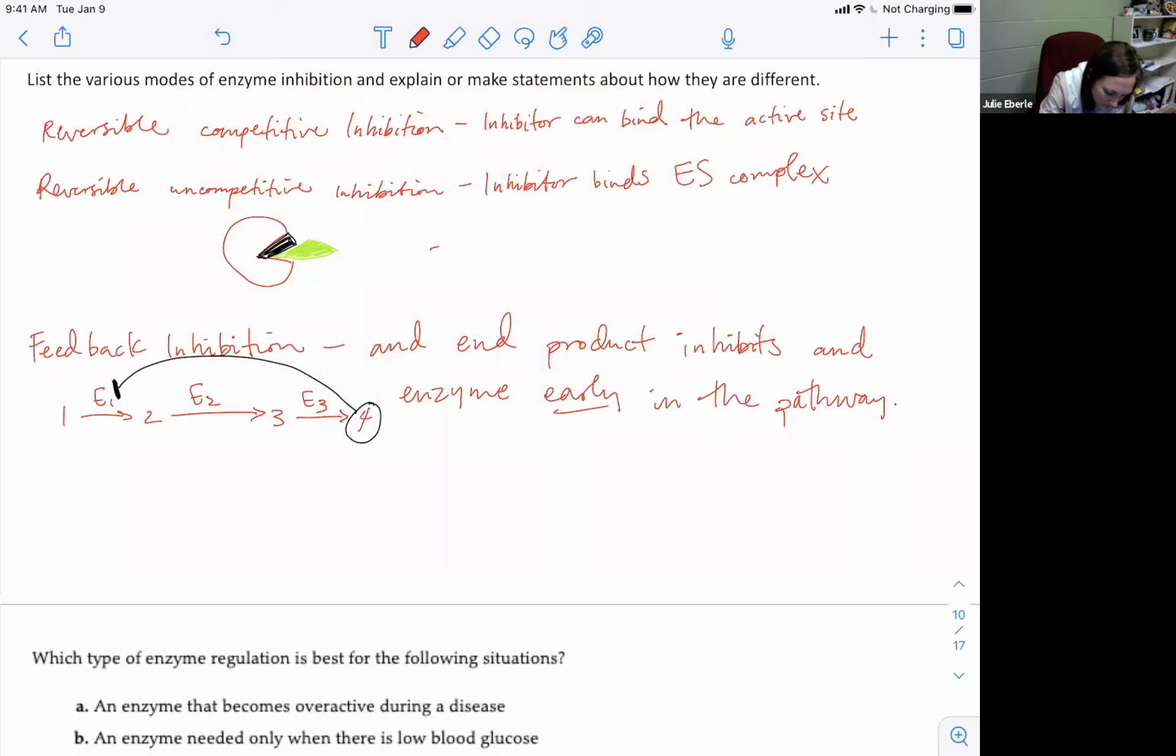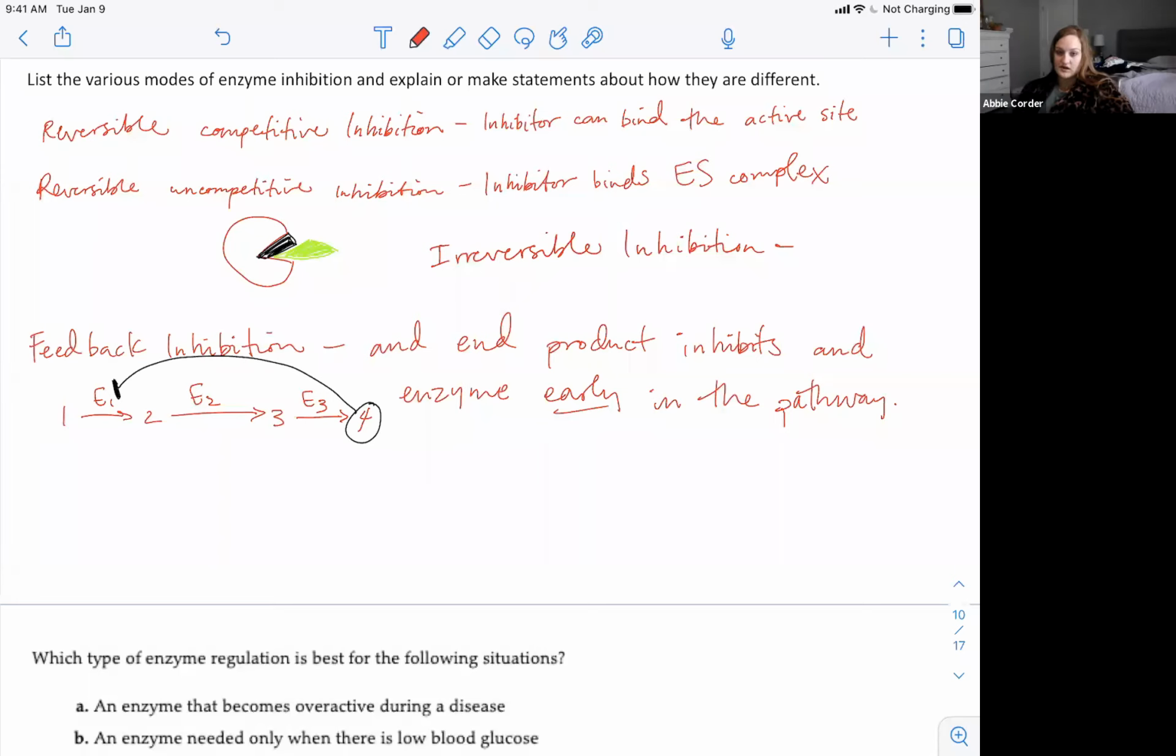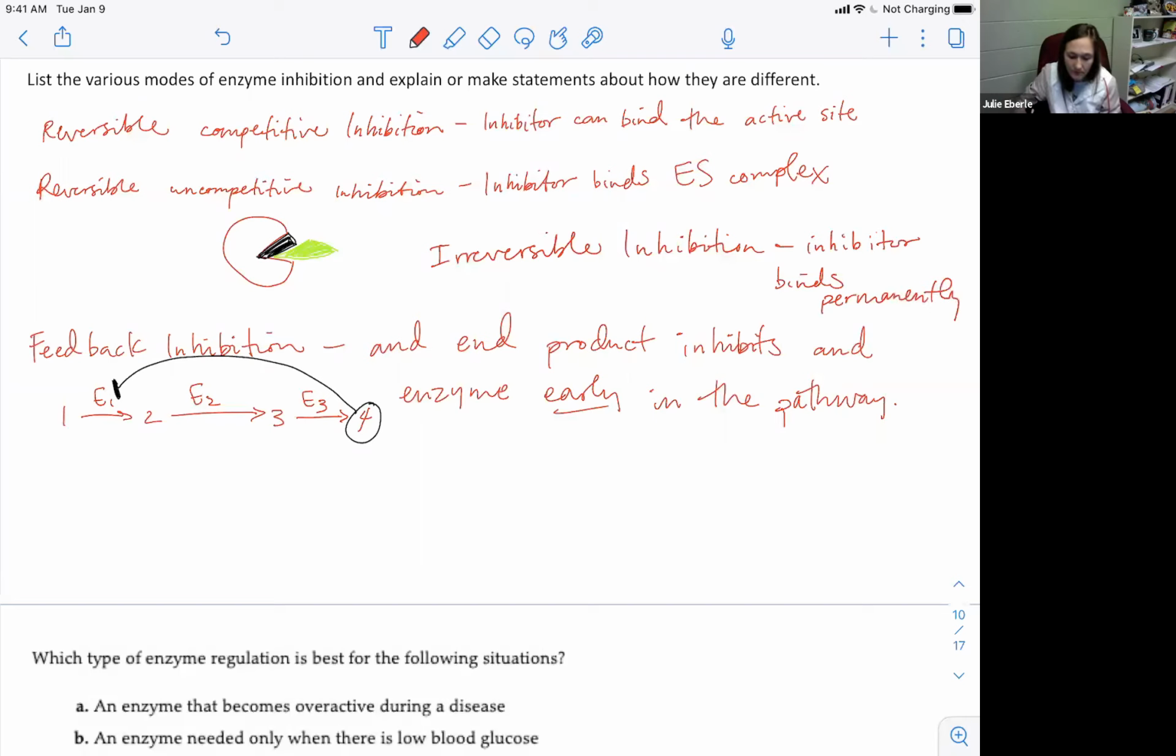Irreversible inhibition. All right, what is this? Is this when it stops, it doesn't start again? Yeah, the inhibitor binds and it doesn't come back off. Permanently, okay?